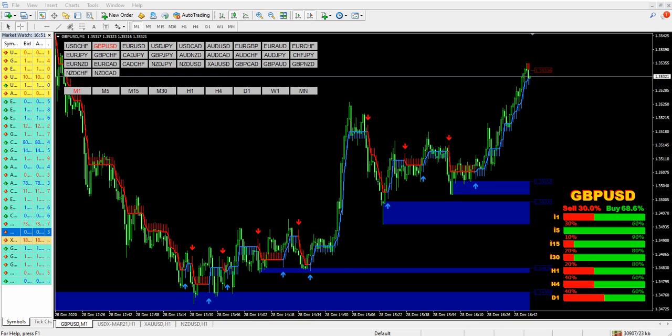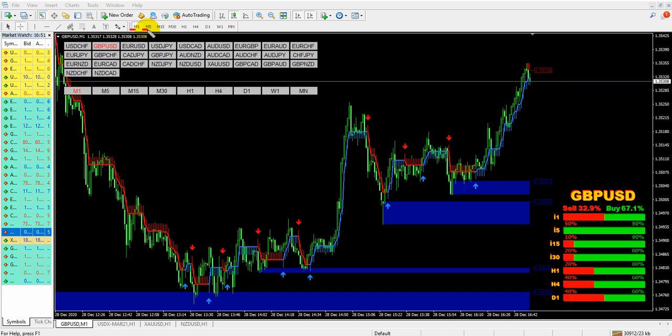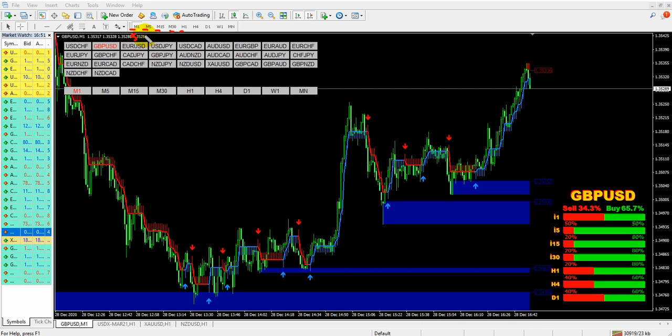So here the M1 and M5 is for scalping. M15, M30 and H1 is for day trading, or you can say for swing. H4 and D1 are for holding trading, or you can say positional trading.